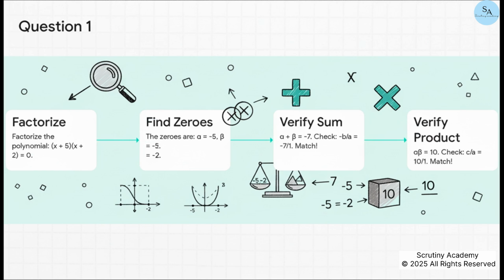-5 plus -2 is -7. Does that match our formula? Negative b over a? Well, b is 7 and a is 1. So -7 over 1 is -7. Perfect match.